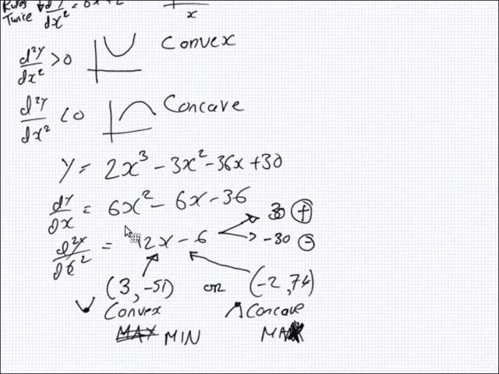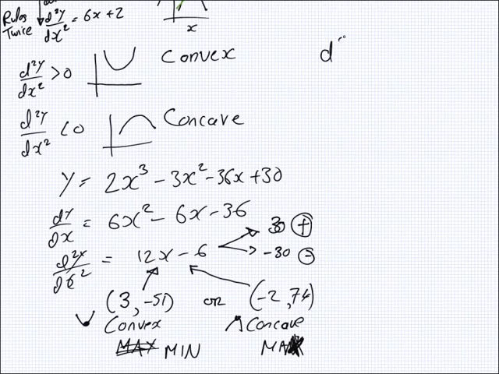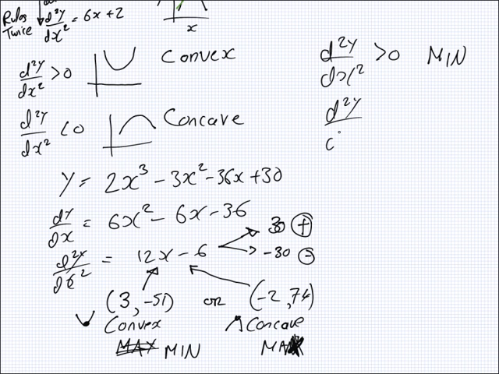So for this lesson, what we'll say is, if the second derivative is positive, that means we have a min. If the second derivative is negative, that means we have a max.